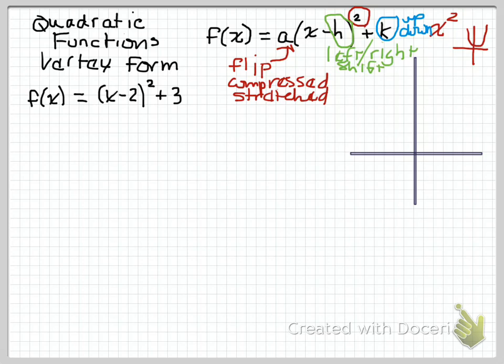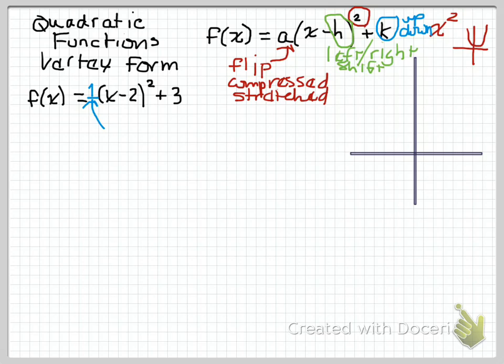So let's look at a specific example. We have f of x is equal to the quantity x minus 2 squared plus 3. We know this is going to graph out as a parabola. We're just not sure exactly where that parabola is going to be on our graph, and whether it's going to be wider or whether it's going to be upside down, etc. So first, let's look for A. Now, in this function, it looks like there is no A, but that is an implied 1. And that means that we're not going to flip, we're not going to compress, we're not going to stretch.